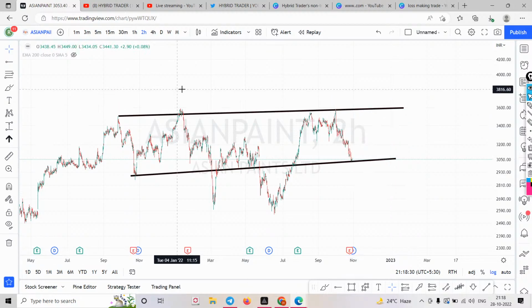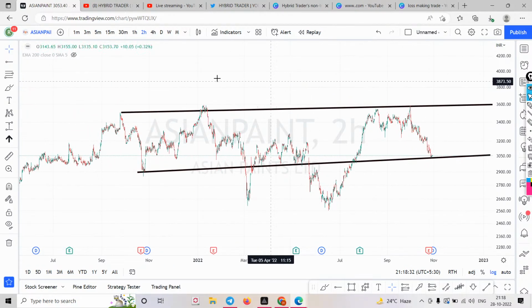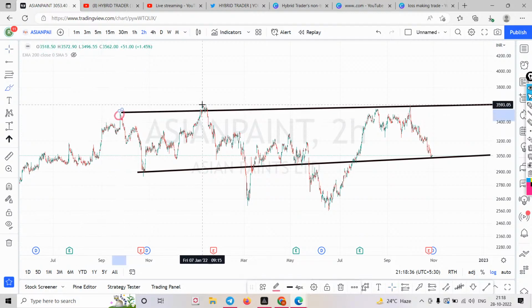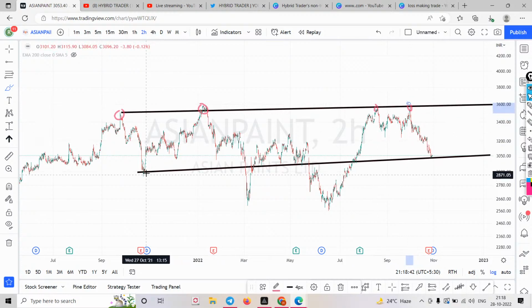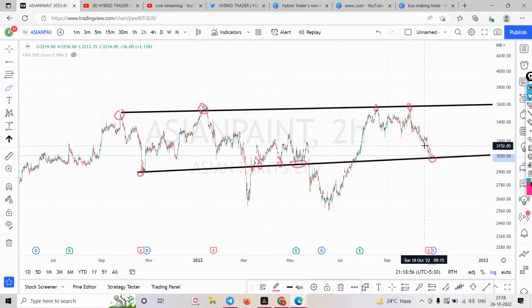Now look at this price action, friends. This is very important. There was a resistance, right? A false breakout, then resistance 2, almost resistance 3, almost resistance 4. There was support 1, then support 2, support 3, multi-level support, and now the price is standing at the same support level.